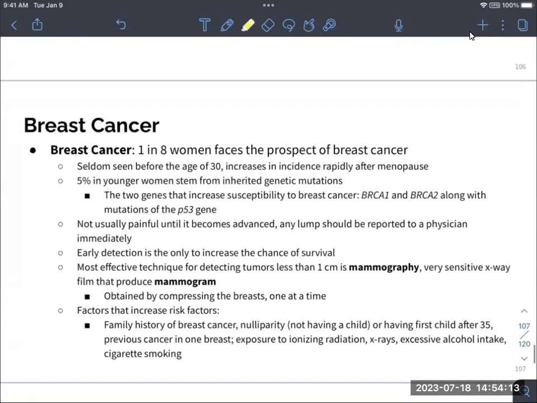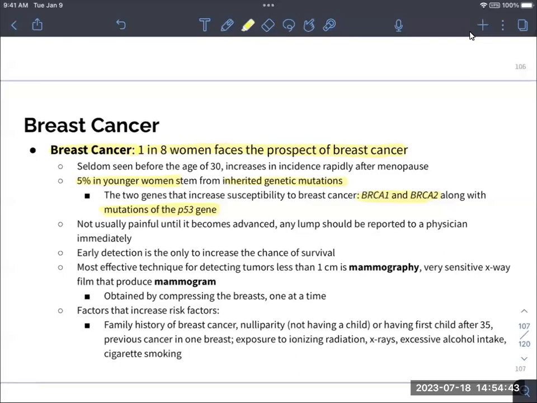Breast cancer. 1 in 8 women faces the prospect of breast cancer. It is very seldomly seen before the age of 30, and it increases drastically after menopause. Women who have it in their younger years, it's because of an inherited genetic mutation, the BRCA1 or the BRCA2 gene. And a mutation to this P53 gene.